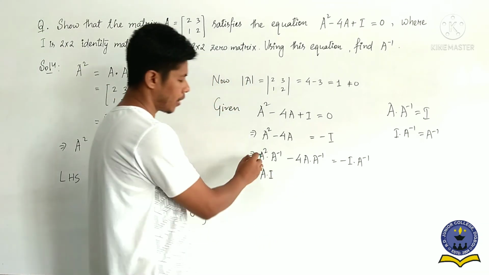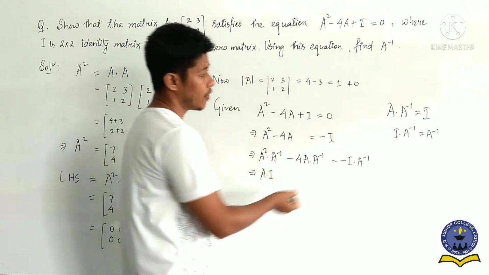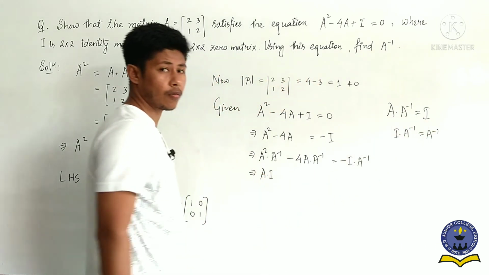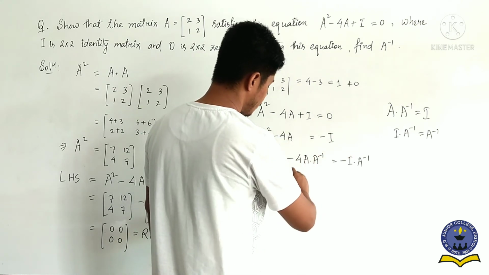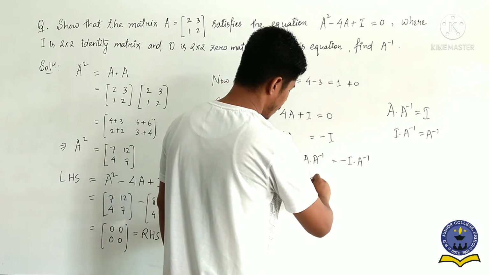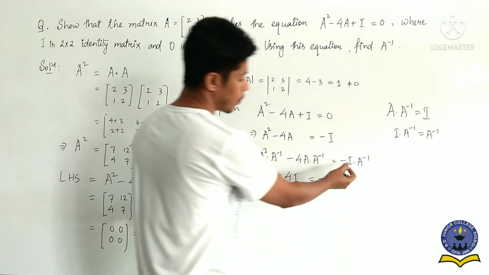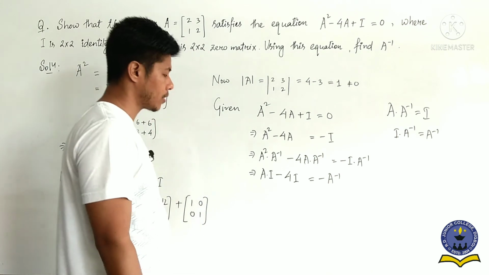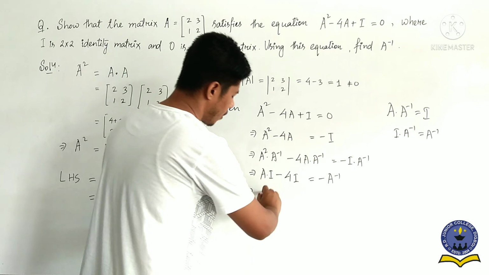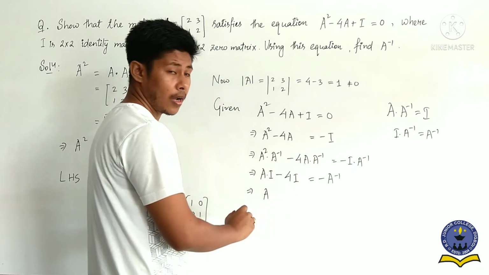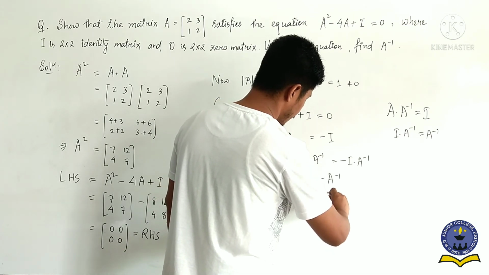All of you understood this? A square means we can write A into A, and if we multiply A inverse into A inverse equal to I, that means A into I we can write. Minus, here you see A into A inverse. So A into A inverse means I. That's why we write here 4I. And here minus of A inverse. Is it clear? Because I into A inverse equals what? A inverse. After that, very simple. Now A into I is A, and here minus 4I equals minus of A inverse.